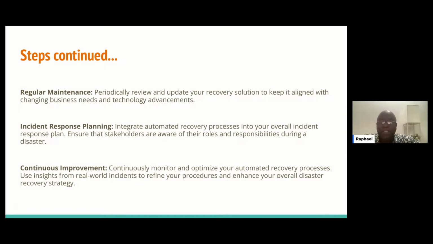Now we also have incident response planning. You need to integrate this into your overall plan and ensure that every stakeholder, every person in the organization, is carried along during a disaster, because every department usually is involved during a disaster. There has to be continuous improvement. You need to continuously monitor and optimize, and get insight from real world incidents so that you can always refine your strategies.